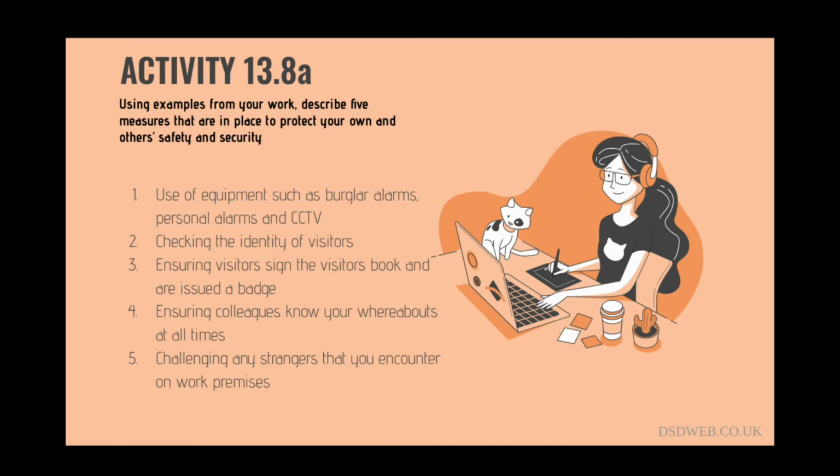Some possibilities include the use of security systems such as burglar alarms and CCTV to protect the premises. Your organisation may have a procedure for when people come to visit the workplace. This could include checking their identity, signing a visitor's book, and being issued with a badge or a key card. This ensures that only authorised persons are granted access to the building.